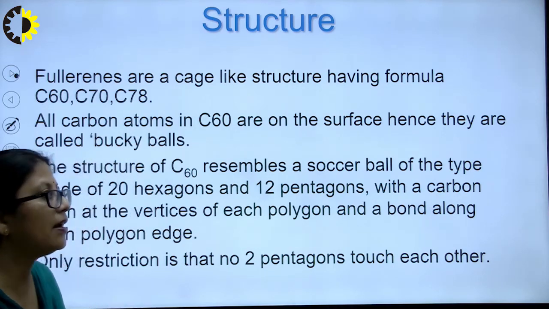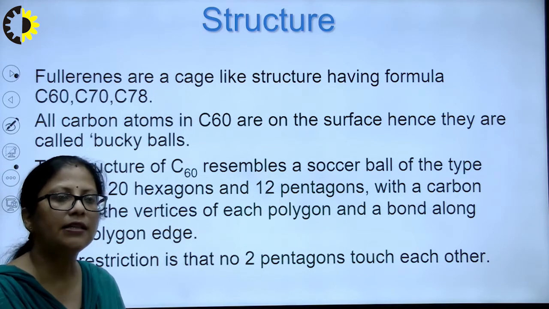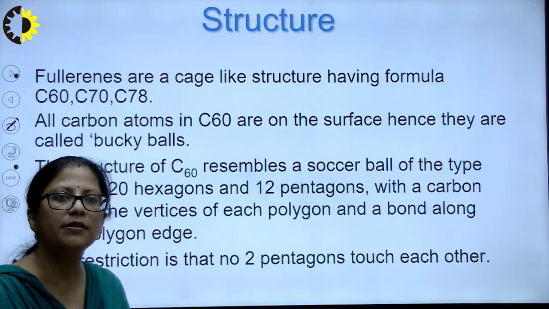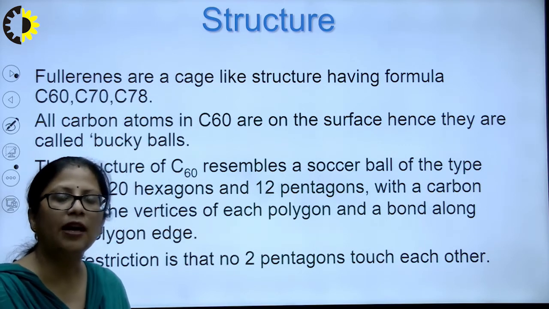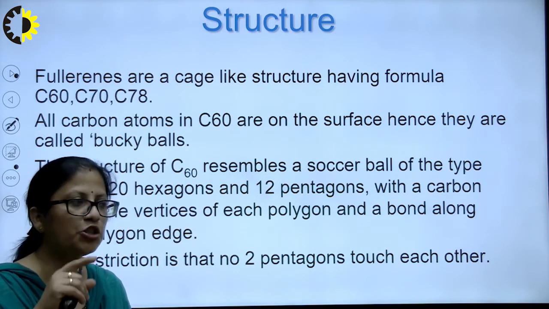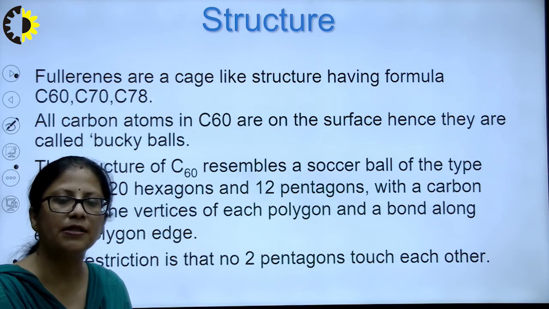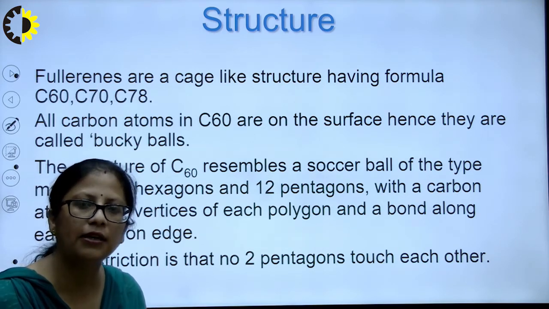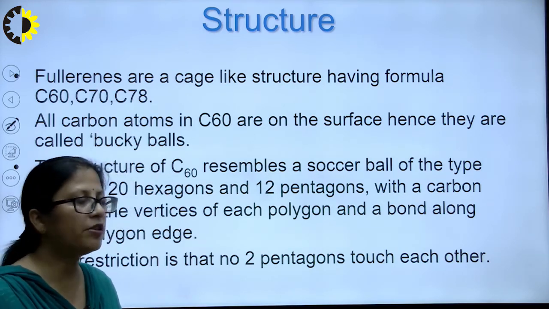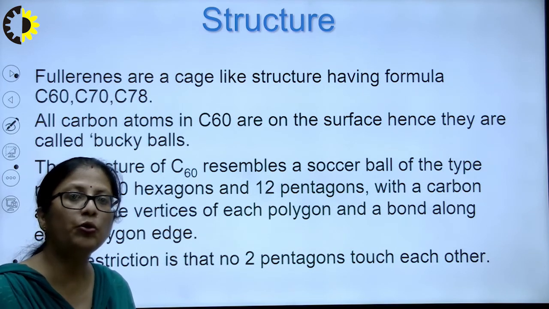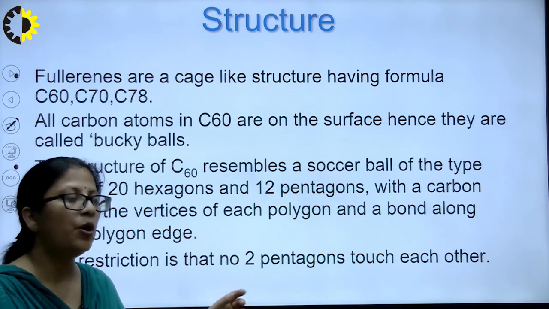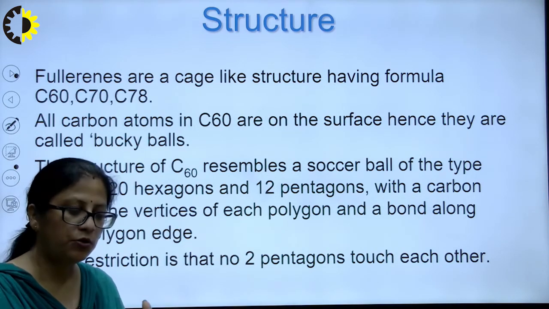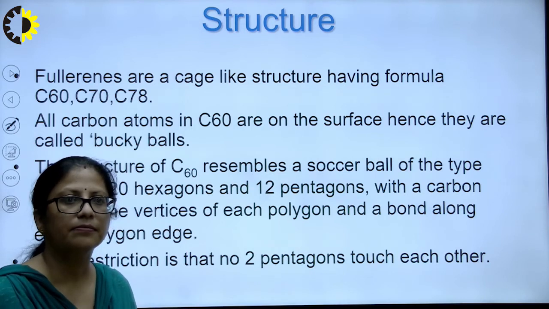and it has an icosahedron structure. It is a polygon, made up of 20 hexagons and 12 pentagons, with a carbon atom at the vertices of each polygon. At each vertex a carbon atom is present, and they bond along each polygon edge. The only restriction is that no two pentagons touch each other. I'll show you in this structure how no two pentagons share common sides.